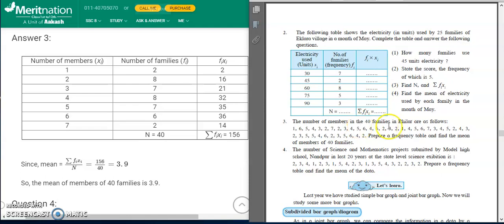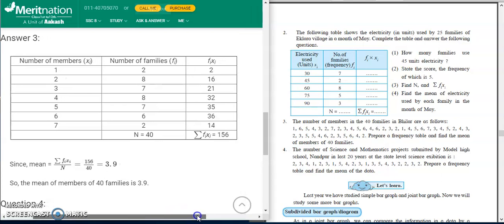The number of members in the 40 families in Bihar are as follows: 1, 6, 5 and so on. Prepare a frequency table and find the mean of members of 40 families. We have to prepare the table, and according to that table we have to calculate the mean of members of 40 families. So here I have the table.